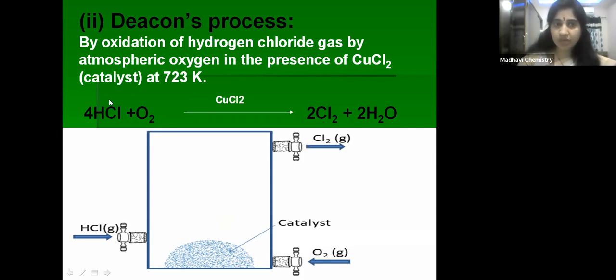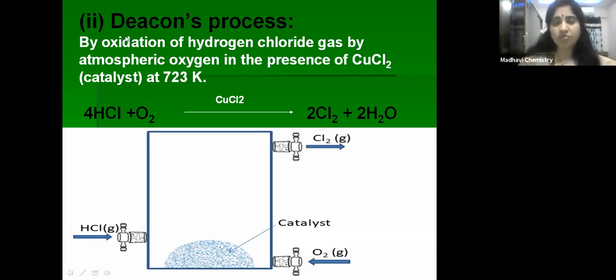Because chlorine here, what is the oxidation state of chlorine here? -1. Whereas in Cl2, what is the oxidation state of chlorine? 0. -1 to 0, an increase in oxidation number. So an increase in oxidation number shows that it is an oxidation reaction. So hydrogen chloride undergoes oxidation in the presence of atmospheric oxygen and gives chlorine gas. So this is the Deacon's process.